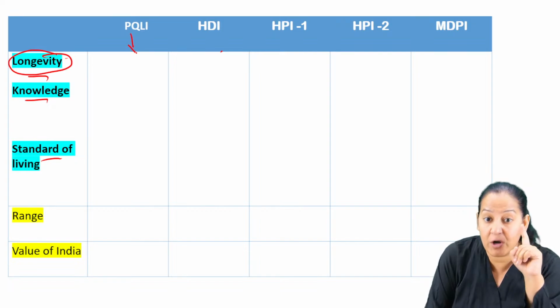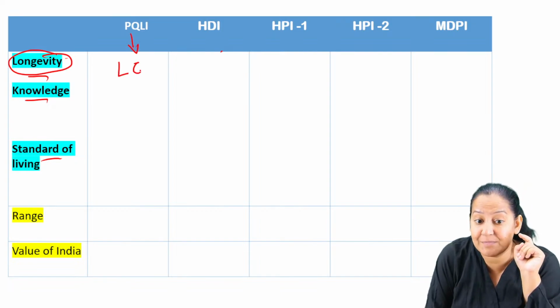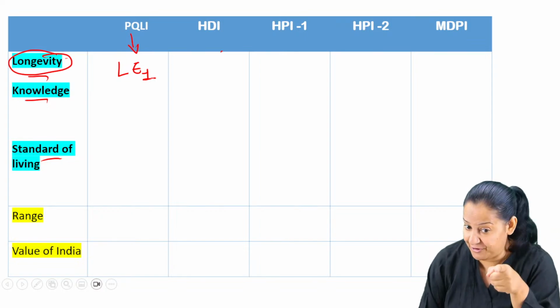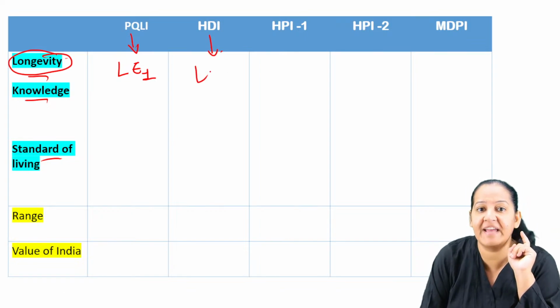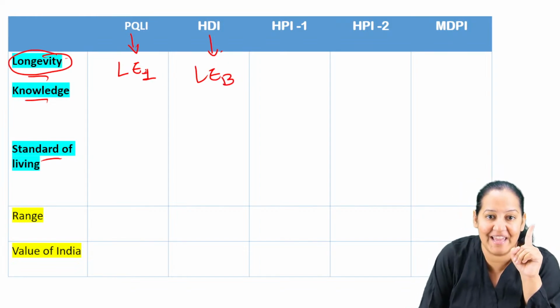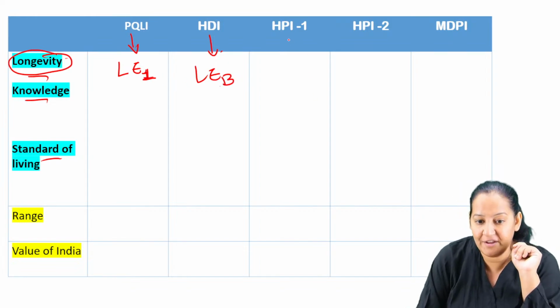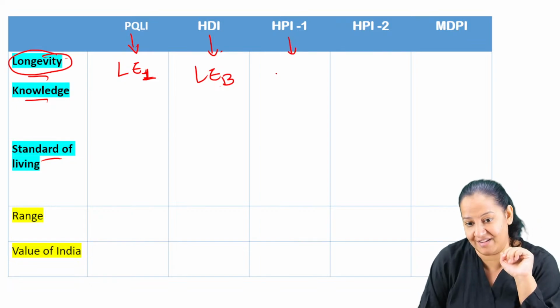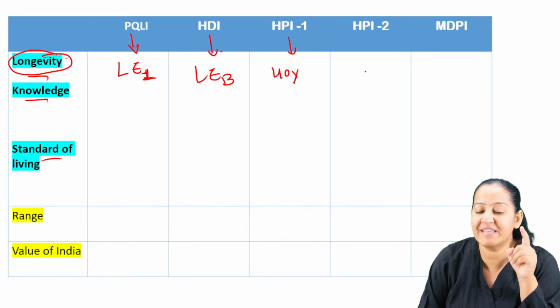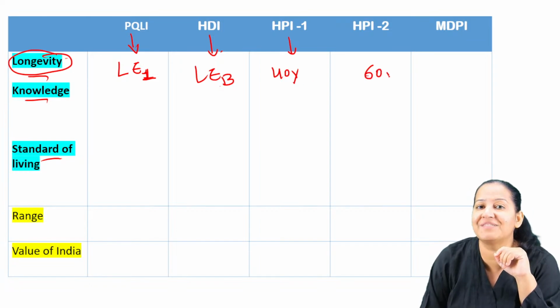In PQLI, for longevity, we take life expectancy at the age of 1. We don't take life expectancy at birth, if you remember. In HDI, we take life expectancy at birth. Here we are taking the age of 1, here we are taking birth. Here we are saying the probability of dying: the probability the person will die by the age of 40 years. Here we will say the probability the person will die by the age of 60 years.